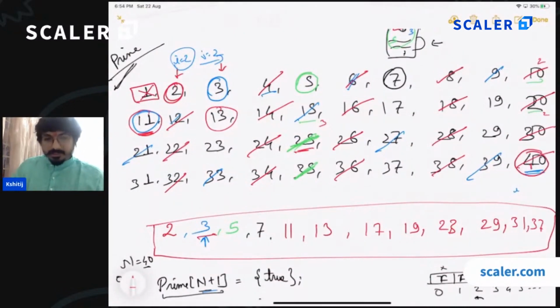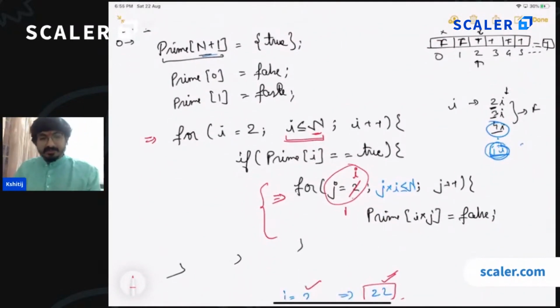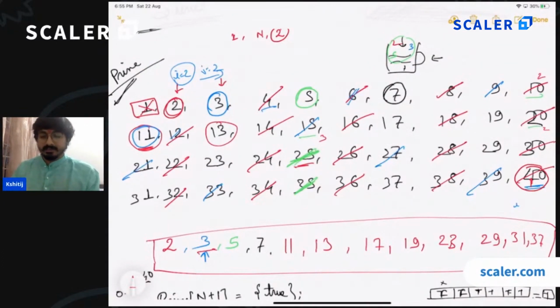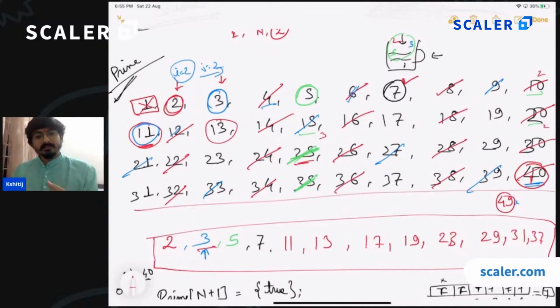Whenever you are starting to cut, you are always starting from the i value, which means that the first value that you are cutting is i square, right? For 2, the first value that is being cut is 4. For 3, the first value that you are cutting is 9. For 5, it is 25. For 6, you will anyhow not cut any value. For 7, what will be the first value that you will be cutting? It should be 49. 7 into 7 is 49. Is 49 in this range? No, 49 is out of this range.